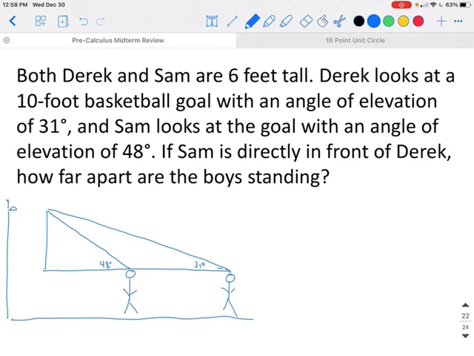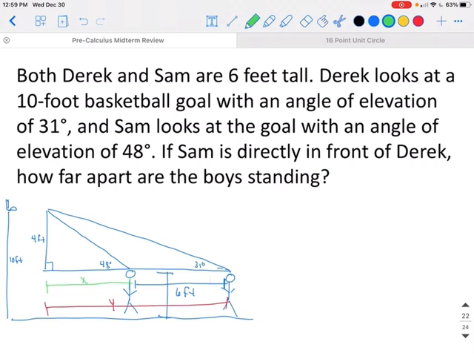So we know that the basketball hoop is 10 feet tall, but we know that the boys themselves are 6 feet. So that only leaves us with 4 feet for the height of this triangle. Now we can find the distance from Sam to the basket as our x, and the distance from Derek to the basket as our y. And once we know those two values, to find the distance between them, we can just subtract our x and y values.